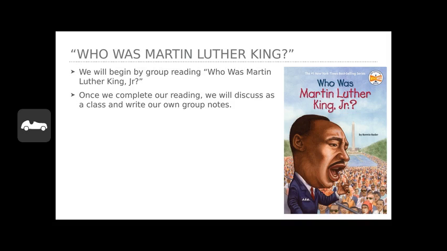We will then move on to reading the book, Who Was Martin Luther King Jr.? We would read this as a class to give students a little bit of background of who Martin Luther King Jr. was and the things that made him an important historical figure. Once we complete our reading, we will discuss as a class some of the things that we learned, and students would write their own group notes. Therefore, students would be writing their own notes, but we would be discussing it as a group.